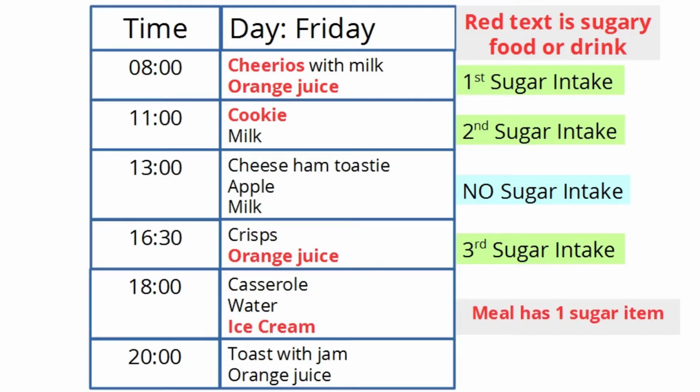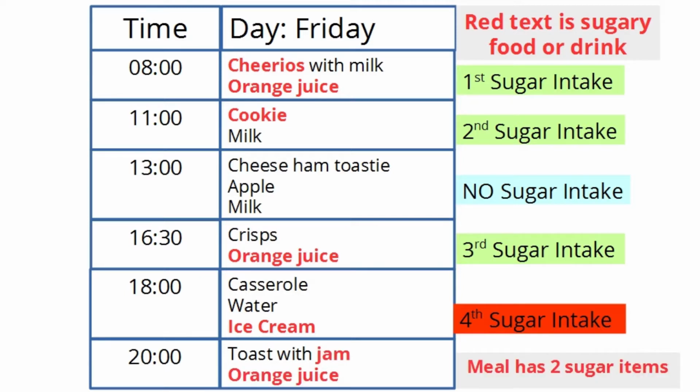The 6 p.m. meal of a casserole, water, and ice cream has how many sugar items? The 1 sugar item is the ice cream. This is the fourth sugar intake.